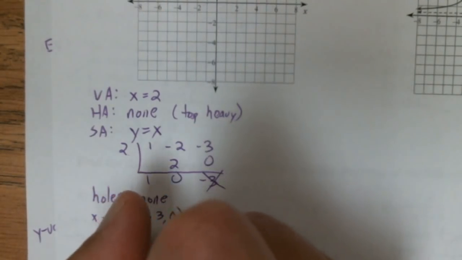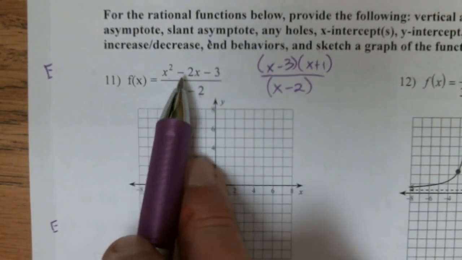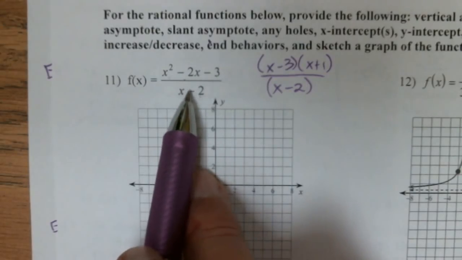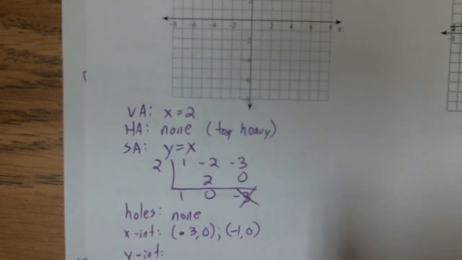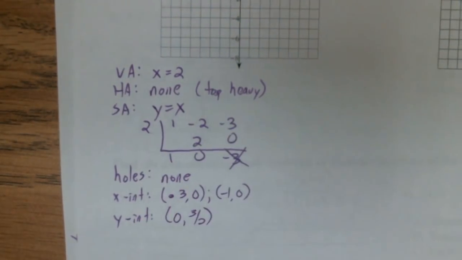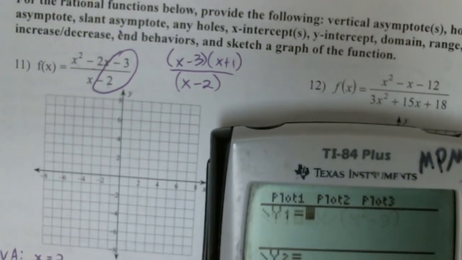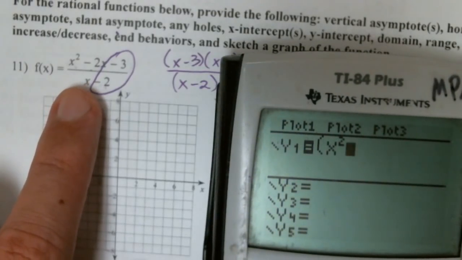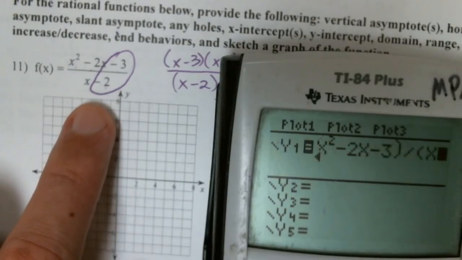My y-intercept is where x equals 0. So if I stick in a 0, 0 minus 0, I have a negative 3 on top, and then 0 minus 2. So basically I just have negative 3 over negative 2, which is a positive 3 halves. So that's going to be 0 comma 3 halves. Okay, and once again, if I wanted to check this just to confirm, if I type this in, parentheses x squared minus 2x minus 3 divided by x minus 2.